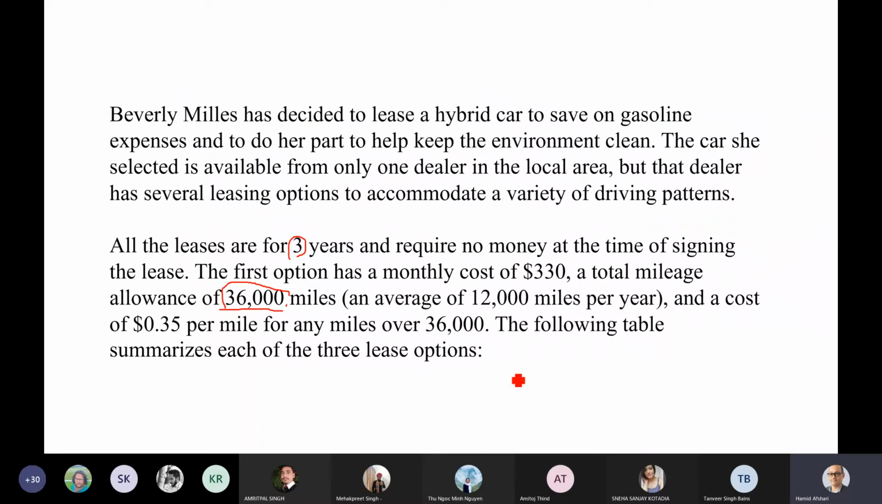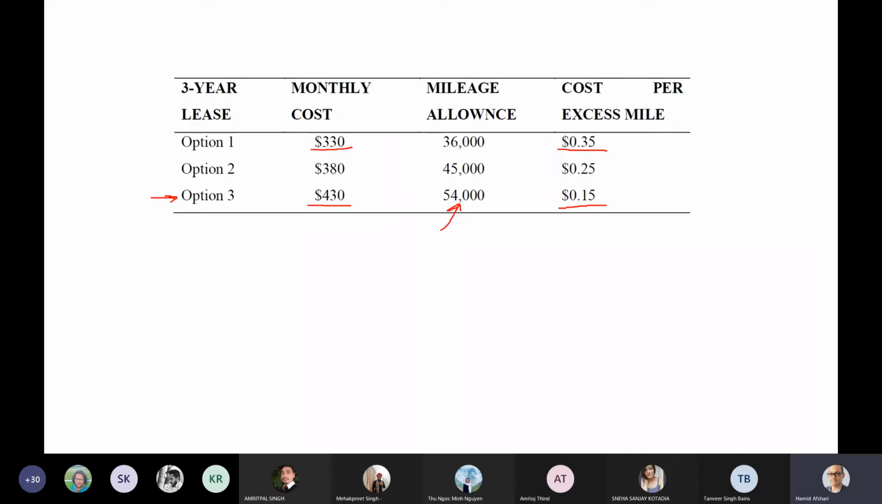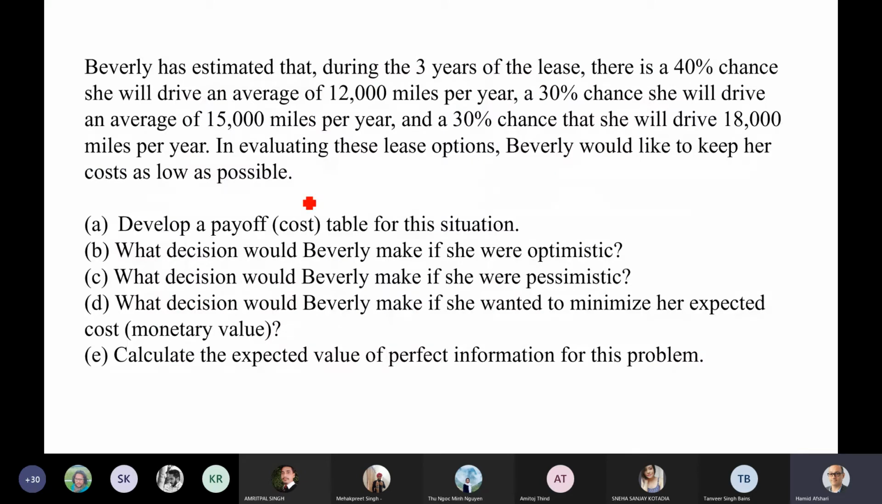Okay. I think we know what the problem is. Another question: is it a maximization problem or minimization problem? Minimization, because it's related to cost. Okay, this is a minimization problem because it is related to minimizing the total cost of leasing. That's right. Okay, let's continue the problem.